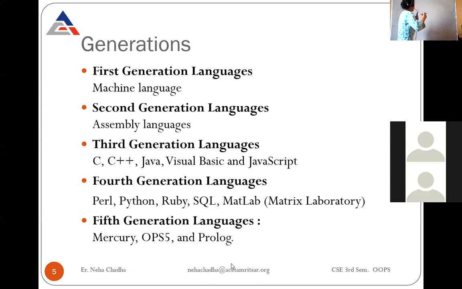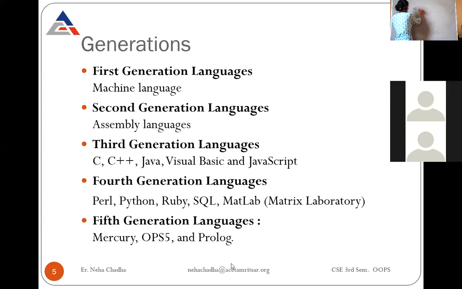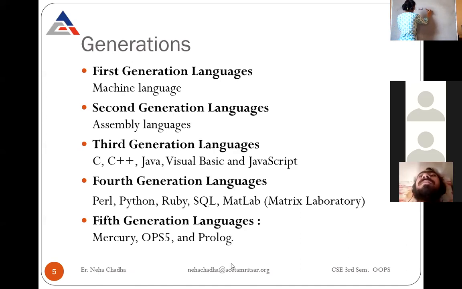Machine level language example is 0, 1, 0, 1, 1, 1. This is an example of machine level language. Are you able to understand what I have written? No, we are not able to understand. For us, it is just the digits or the bits in the form of 0 and 1.